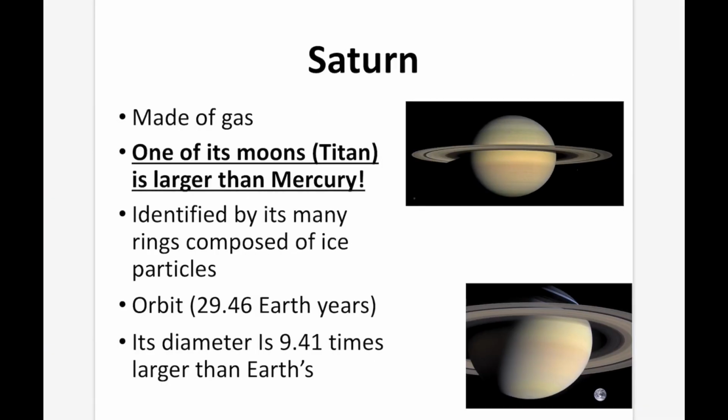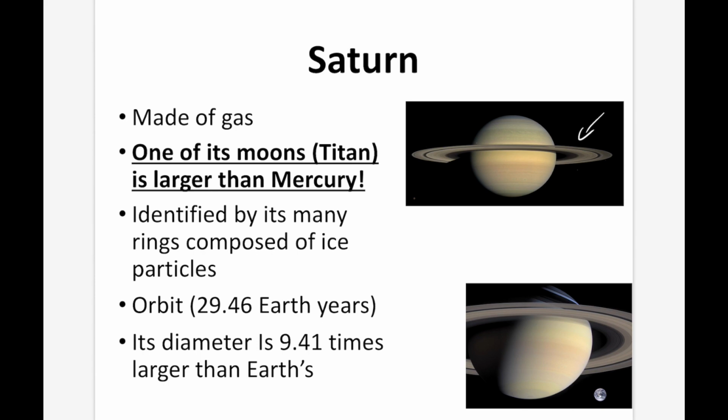Saturn, a very distinctive planet due to these rings that go around it. It's also made of gas. One of its moons, Titan, is larger than Mercury. It's identified by its many rings composed of ice particles. It has an orbit of 29.46 Earth years, so it takes a very long time for that planet to go all the way around the sun and come back. And its diameter is about 9.41 times larger than Earth. And you can see Earth compared to Saturn in the bottom right-hand corner.